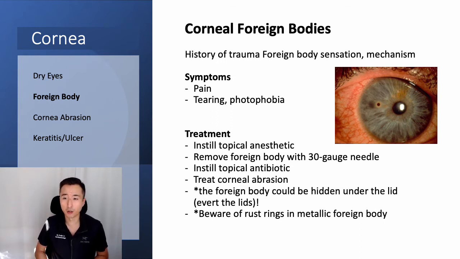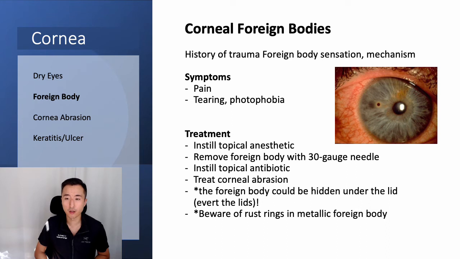I think a couple of pearls for foreign bodies: always make sure you flip the lid to make sure there isn't also a foreign body stuck under the eyelid, because that will continue to cause irritation. So that's one pearl. I would always try to use a 30 gauge needle first, just because it's a bit less abrasive, and then ultimately, if you can't get it out, you may have to use a diamond burr to get out the last portion. So those are a couple of things.